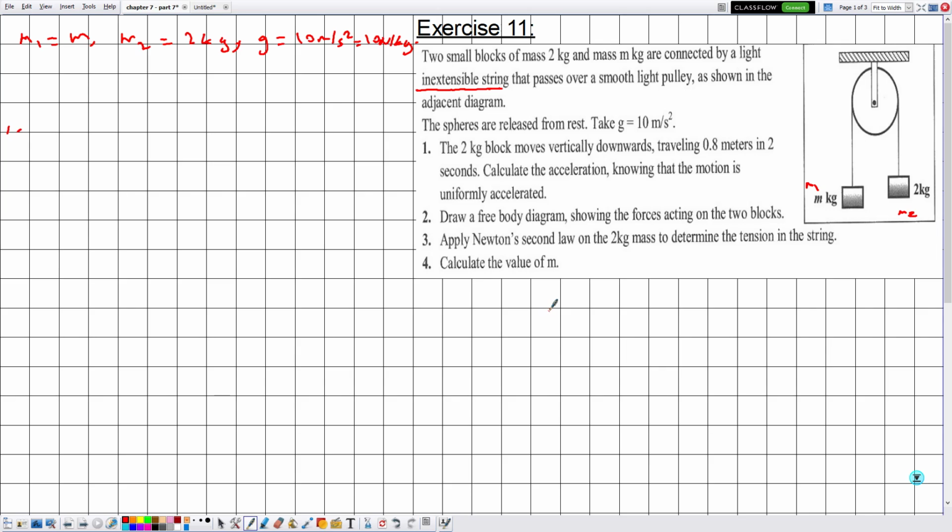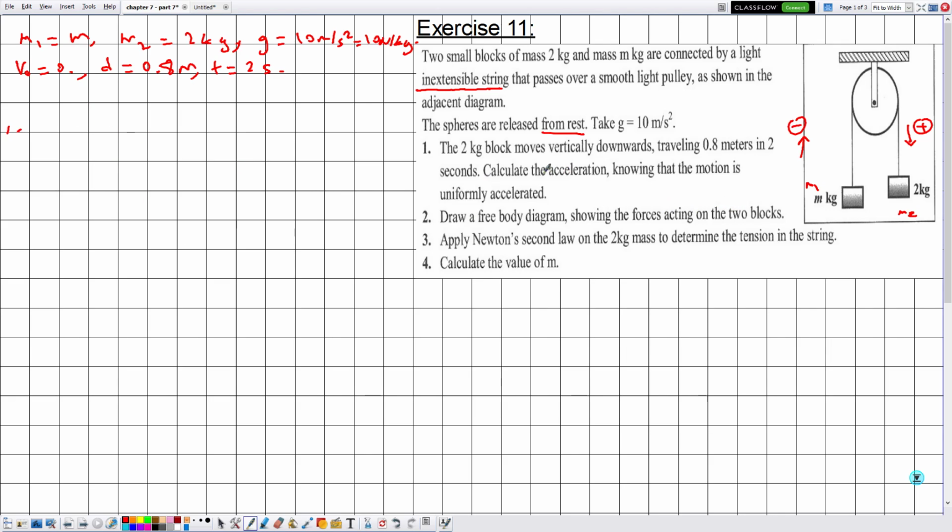Now the 2 kilogram block moves vertically downwards, traveling 0.8 meters in 2 seconds. Notice that the direction of motion of the block M2 is vertically downward like this, which means that the block m is moving vertically upward like this. They are telling me that starting from rest, so v0 is equal to 0, the initial speed, it travels a distance d equal to 0.8 meters and the duration t is 2 seconds. Calculate the acceleration knowing that the motion is uniformly accelerated.